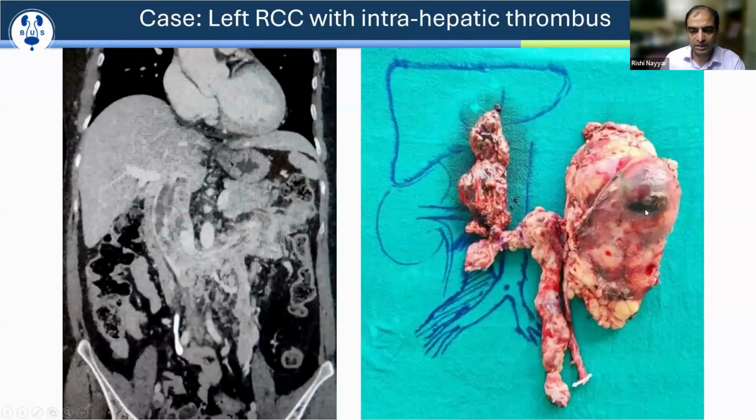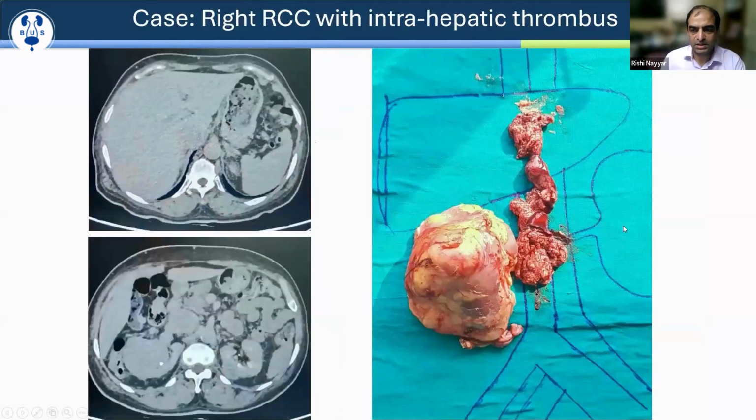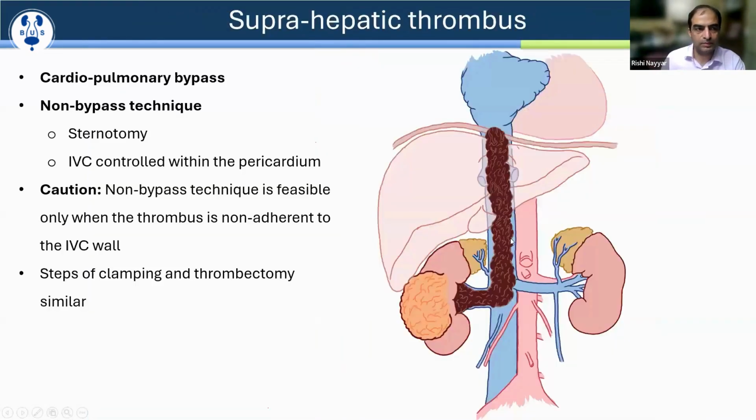So this is one such example, the left side tumor thrombus. Here the thrombus was also extending into the gonadal vein and going high up, right up to the level of the hepatic veins. And this is the right side, similar kind of a tumor going till the hepatic veins level.